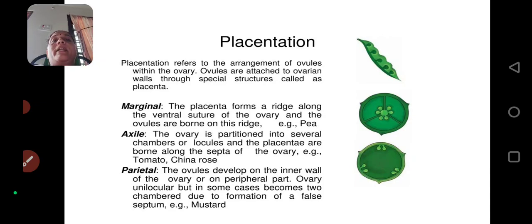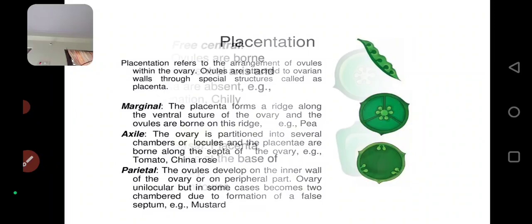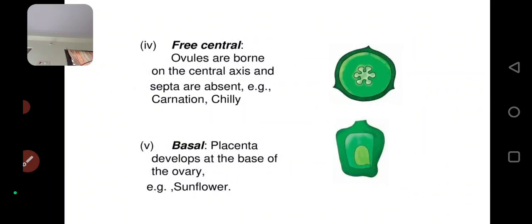The next one is parietal placentation. The ovules develop on the inner wall of the ovary, or the parietal part. In this slide, the third diagram shows parietal placentation. The ovary is unilocular, but in some cases becomes two chambers due to the formation of a false septum. An example is mustard.